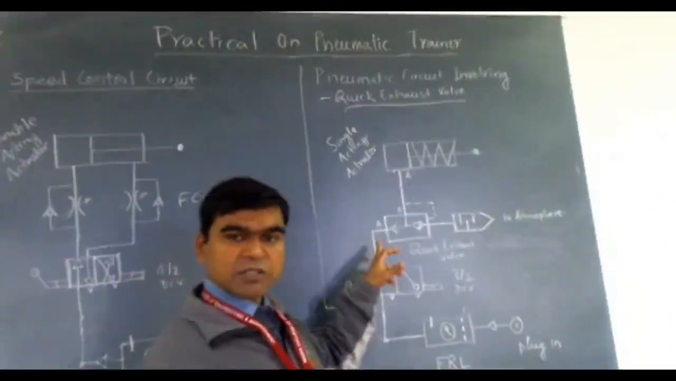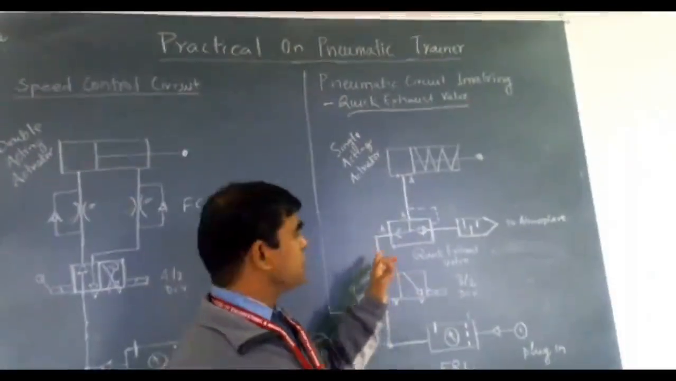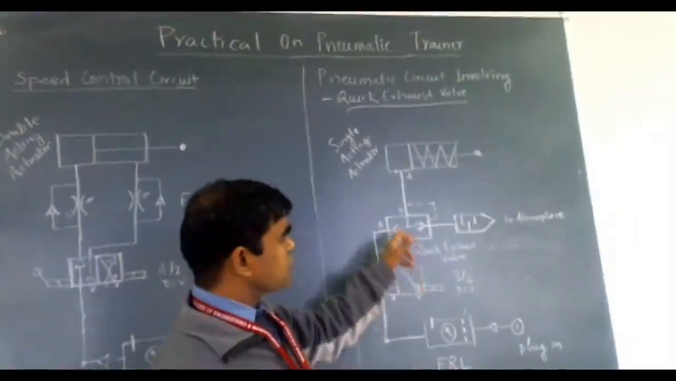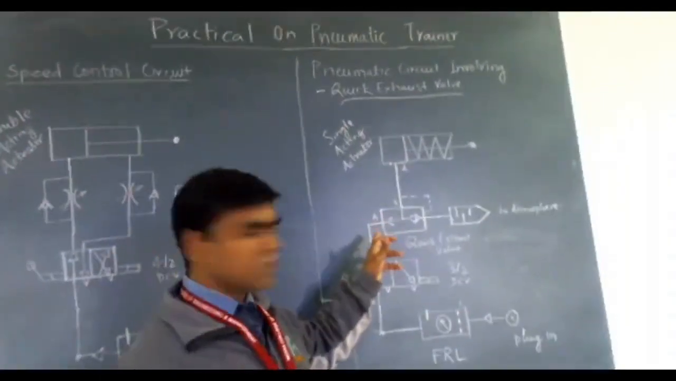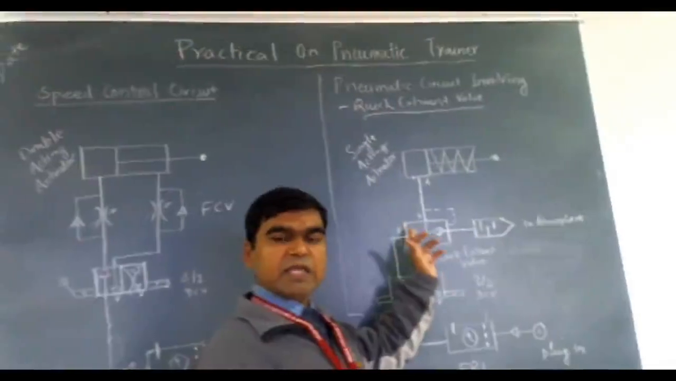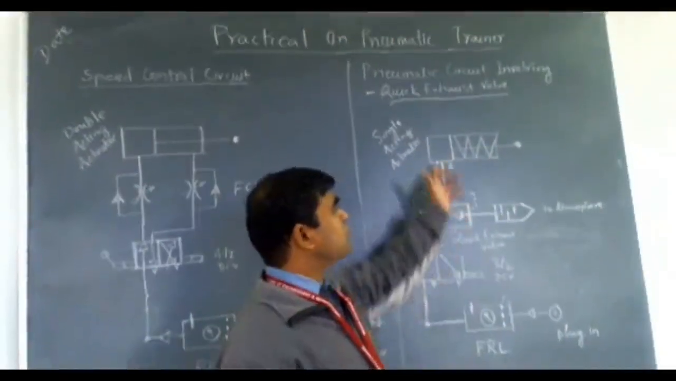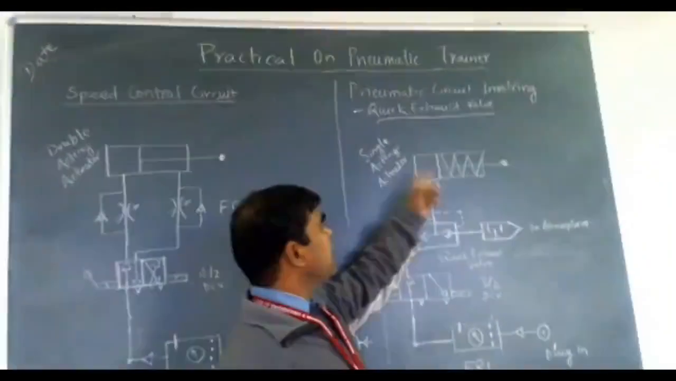As per the ISO symbols given in a textbook, this is the symbol of a quick exhaust valve, having two ports A and B. In A, pressurized pneumatic air will come from the compressor, and that is going to the actuator. Here I am using a single acting actuator.